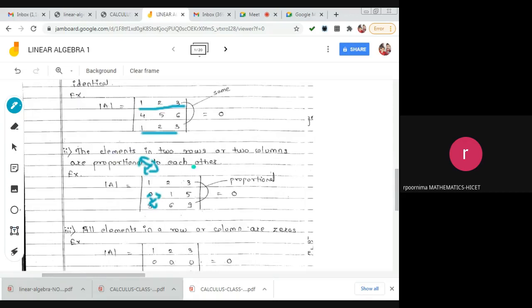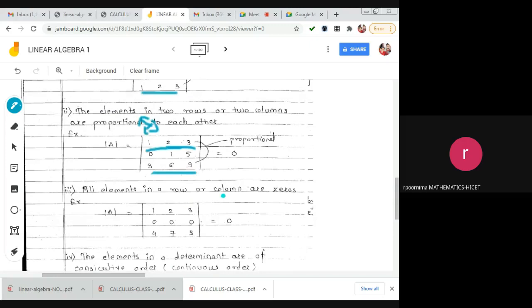The next one: the elements in two rows or two columns are proportional. For example, the first row is 1, 2, 3 and the second row is 3, 6, 9. We are multiplying the first row by 3: 3 into 1, 3 into 2 is 6, 3 into 3 is 9, which are proportional. Then the value of the determinant will be 0 only.